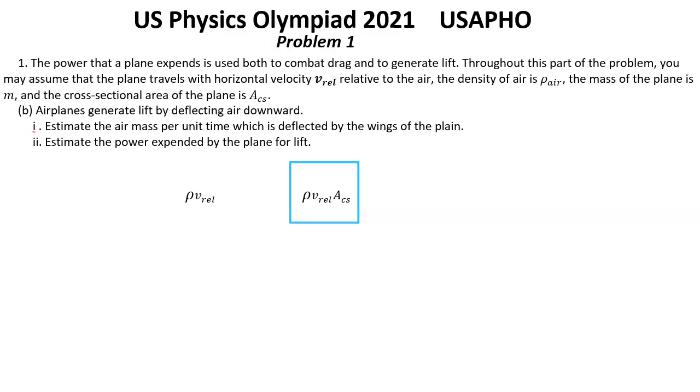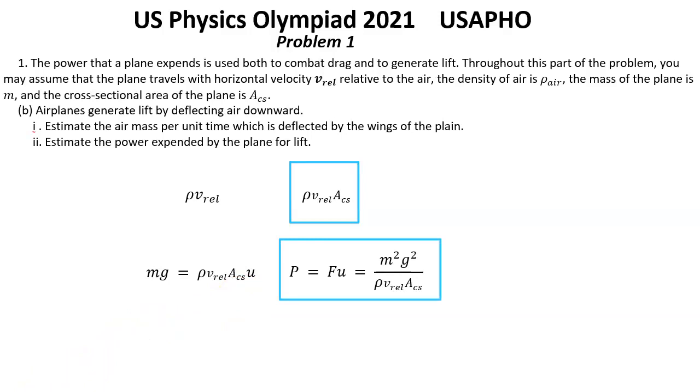Second one. Estimate the power expended by the plane for lift. Solution. Suppose the deflected air has a velocity u downward. Then the lift force is given by this formula: mg equals rho v_real multiplied by A_CS multiplied by u. From here we can find what this velocity u is, and finally we have power equal to Fu, or m squared g squared over rho v_real A_CS. That was the solution for the second part of question B.